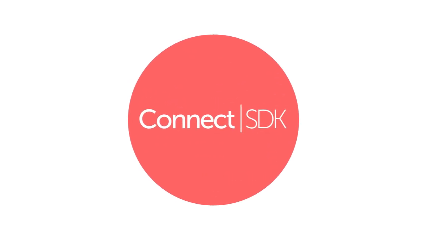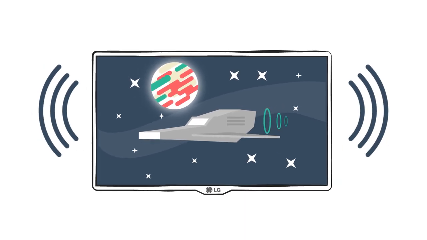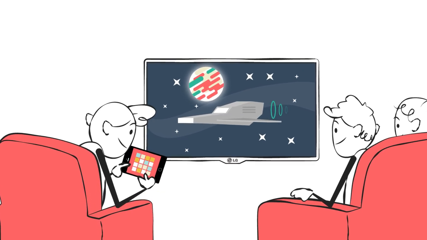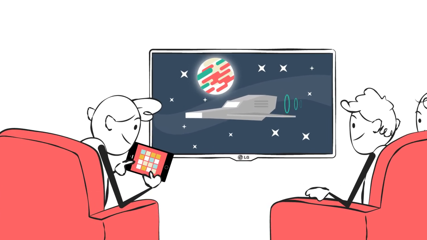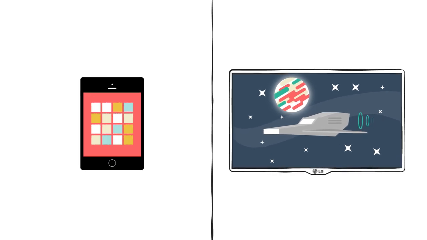Okay, so we all know TVs are amazing. They have large, high-definition displays, they sound amazing, and they let us enjoy our favorite content socially. Mobile devices are great too, putting the stuff we love at our fingertips. You'd think these two should work seamlessly together, but they don't.